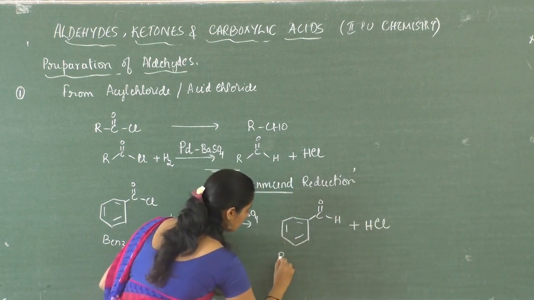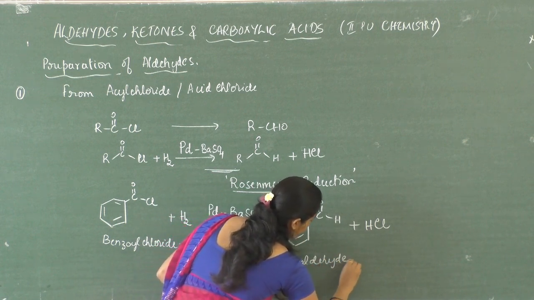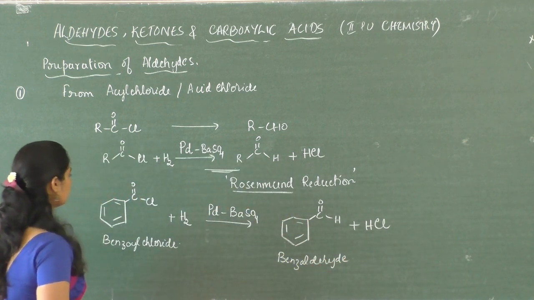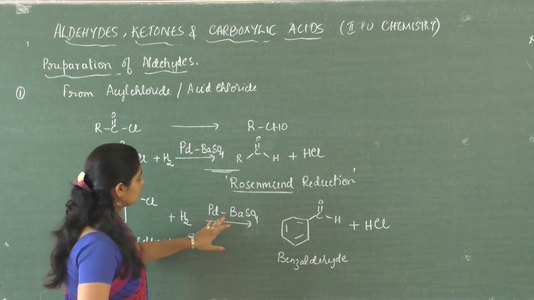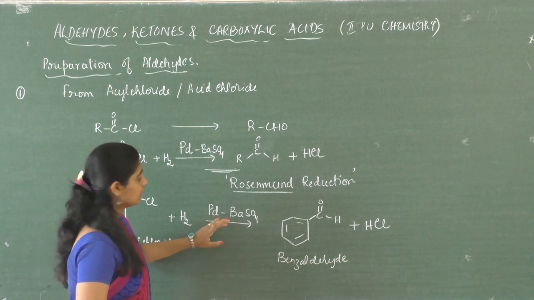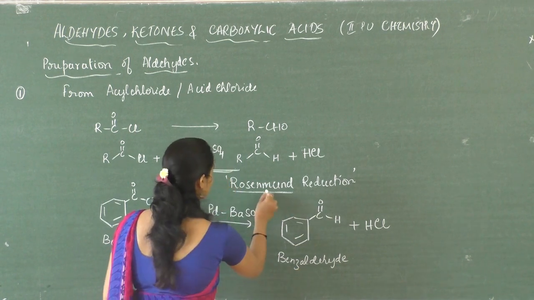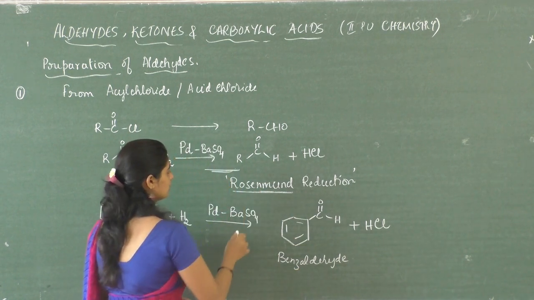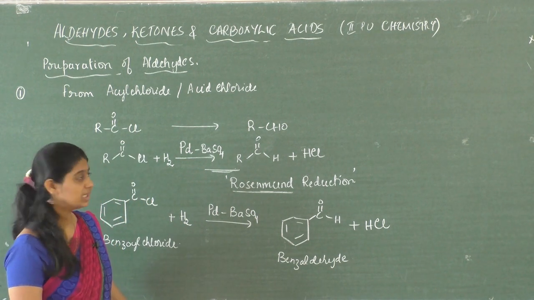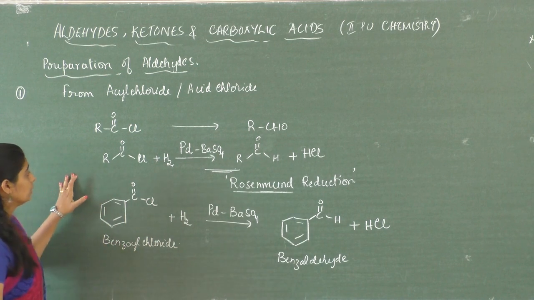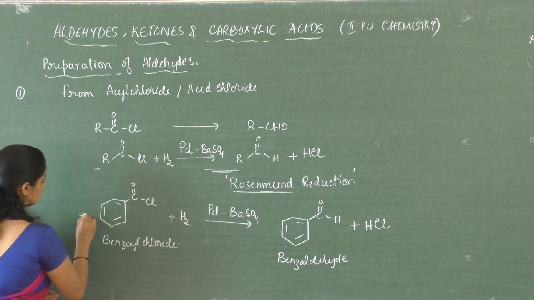So the name of this compound is benzaldehyde. So acid chloride on hydrogenation in the presence of palladium supported over barium sulfate will give benzaldehyde, and this reaction is called Rosenmund reduction. So which is an important reaction. All the named reactions are very, very important. Just note, so write it in your notes properly. So this is the general one and this is a specific example.